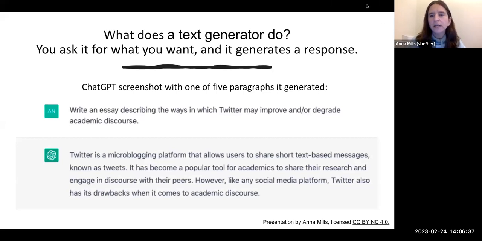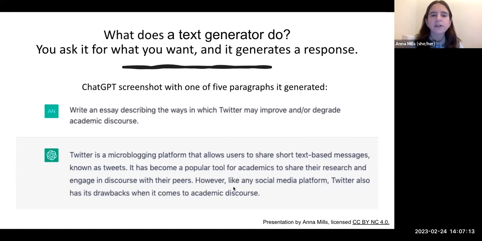So just to start out with the basics, what does a text generator do? An AI text generator basically attempts to give you the text that you are looking for. It attempts to predict what it is that you want. So you ask it for something in natural language, like write an essay describing the ways in which Twitter might improve academic discourse, and it will very quickly give you some paragraphs on that topic.